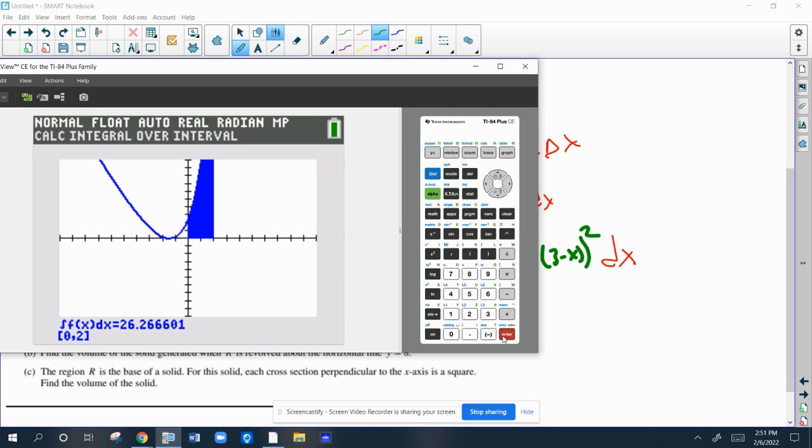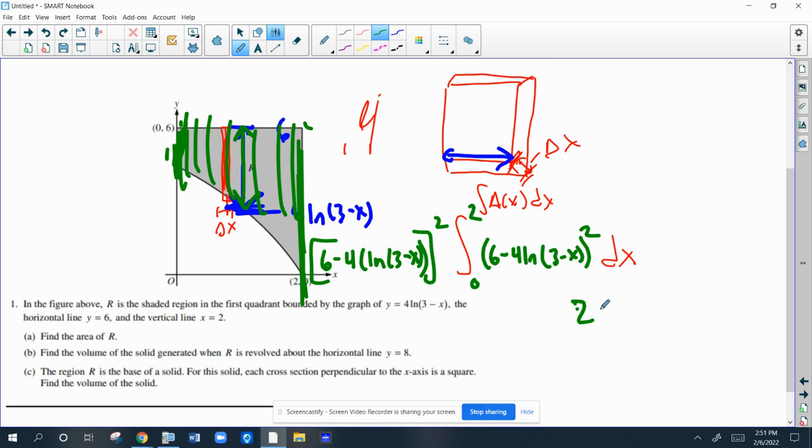And our answer is 26.666 repeating, or 26.667 if you're a rounder. That is all.